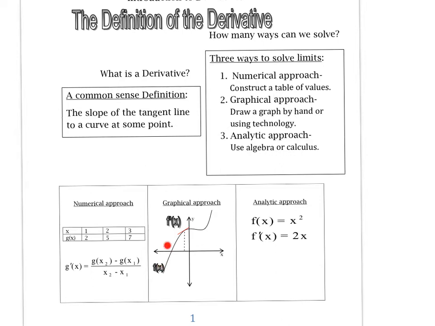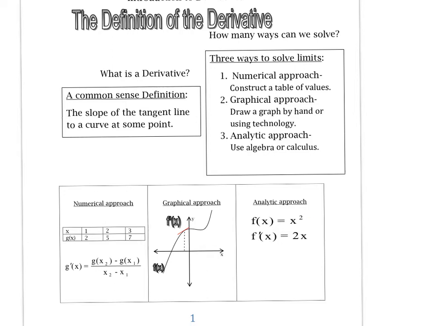There's a graphical approach where you just kind of look at the graph and you could say, oh, you know what that tangent line looks like? It's a slope of 1/2 or whatever it is. And the way that we're going to focus on here is the analytical approach. These two are still valid ways, and you'll see some questions where you have to do this, but most of the time you're going to be doing the analytical approach. So let's talk about that.